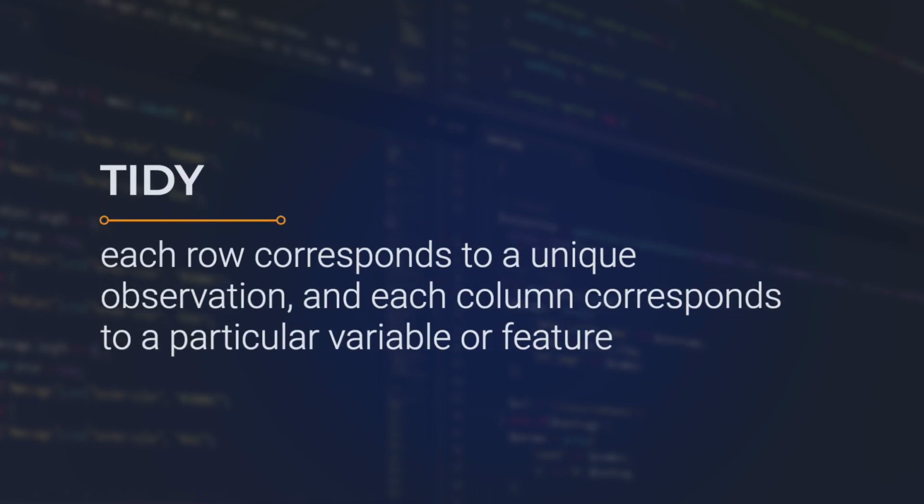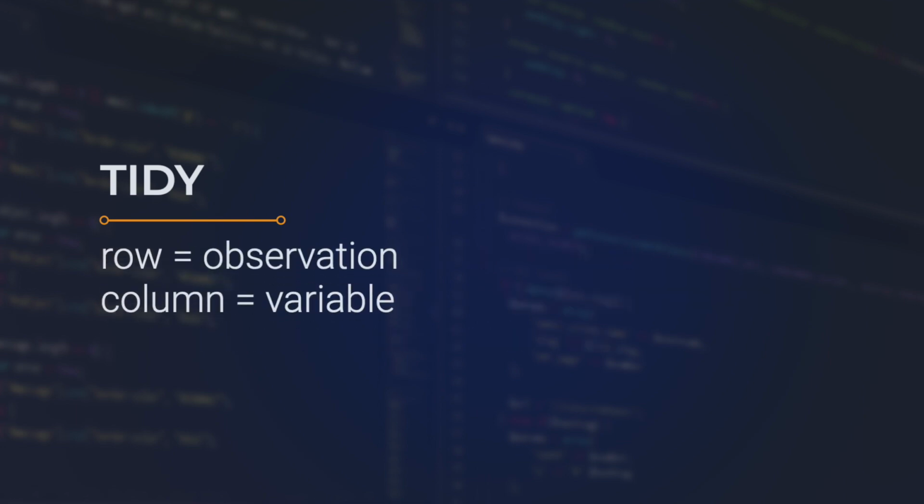One point worth mentioning here is that these datasets are, quote, tidy, meaning that each row corresponds to a unique observation, and each column corresponds to a particular variable or feature. So whenever you see rows, think observations, and whenever you see columns, think variables. Tidy datasets are both a nice way to organize your data, and they make it easier to do things like EDA or plotting.